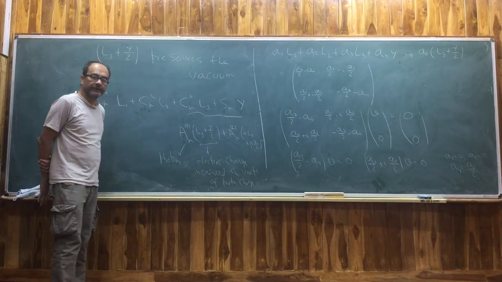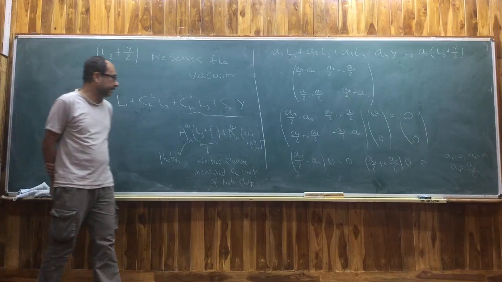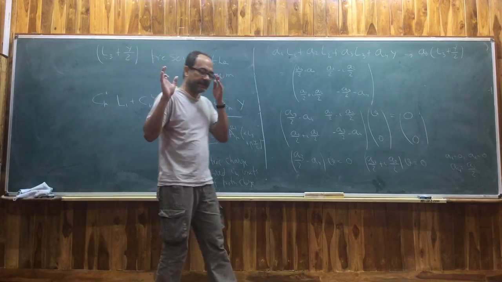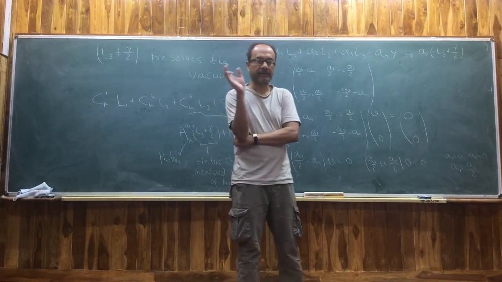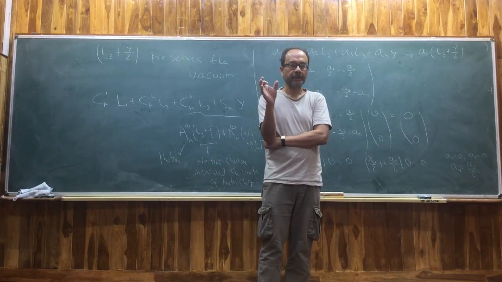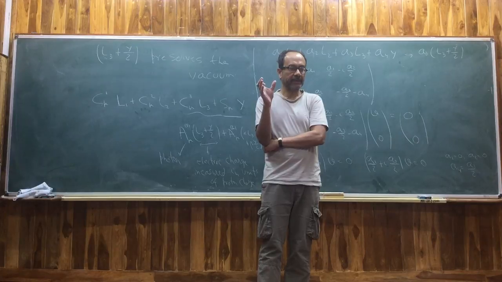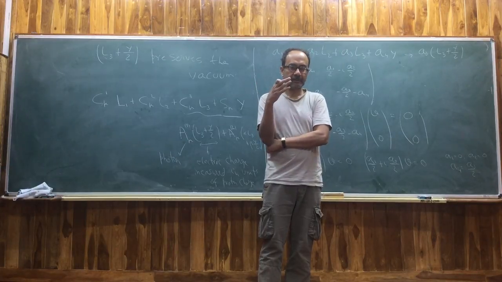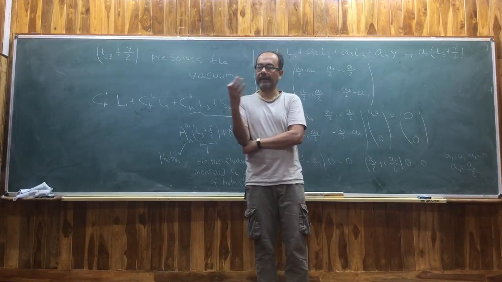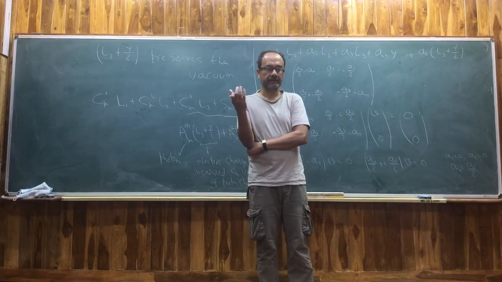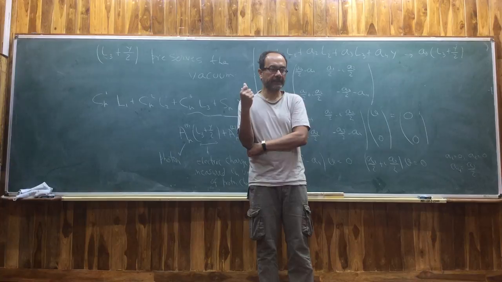So the net result of this analysis is that out of the four gauge fields coming from SU(2) times U(1), three from SU(2), one from U(1), one gauge field remains massless, that's the photon. The other three become massive. Those will give the W plus, W minus and Z. Is this clear?